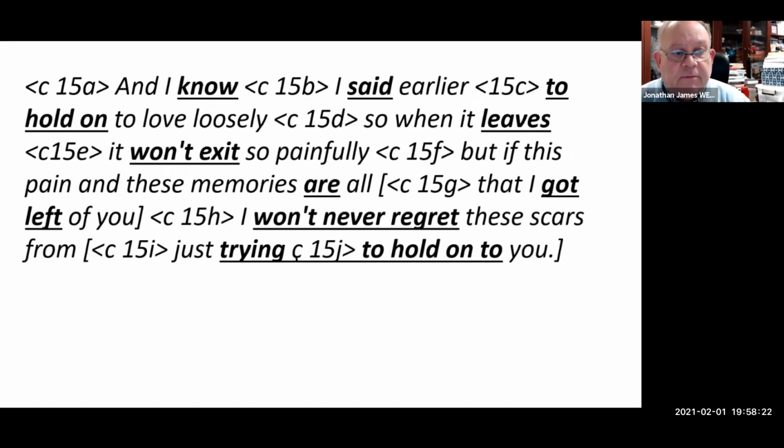And finally, 15. And I know I said earlier, to hold on to love loosely, so when it leaves, it won't exit so painfully. We do have some embedding, but if this pain and these memories are all that I got left of you, I won't never regret these scars from just trying to hold on to you. That's my analysis.